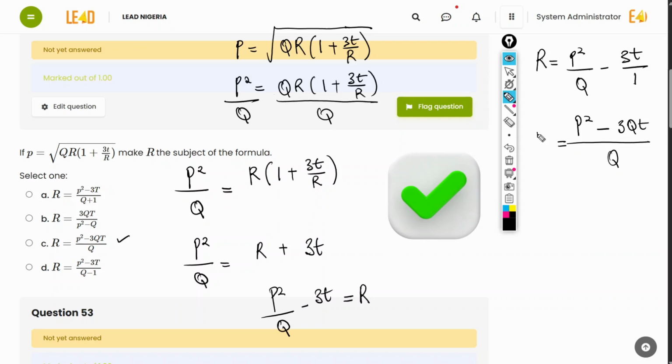Alright, is equal to R. So this is the correct answer here. That's option C, yes, option C.